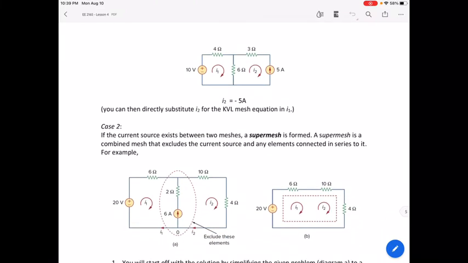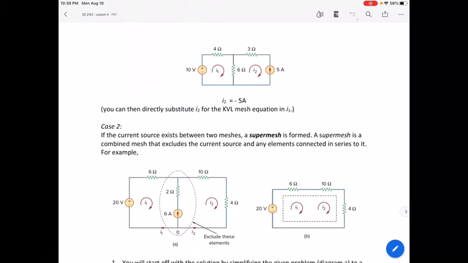Now, the second case for mesh analysis with current sources is if the current source exists between two meshes, like on the middle branch, a super mesh is formed. If we have a super node for nodal analysis, we also have a super mesh for mesh analysis.